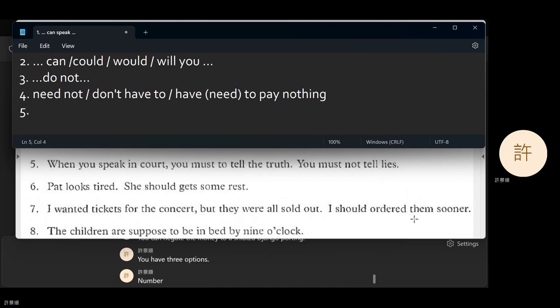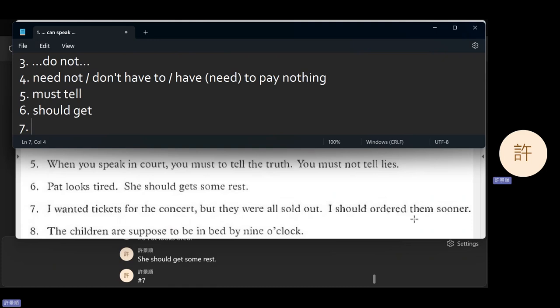Number five, when you speak in court, 法庭上, you must tell the truth. You must not tell lies. That part is correct. Number six, Pat looks tired. She should get some rest. Number seven, I wanted tickets for the concert, but they were all sold out. I should, okay, this is not a modal question.